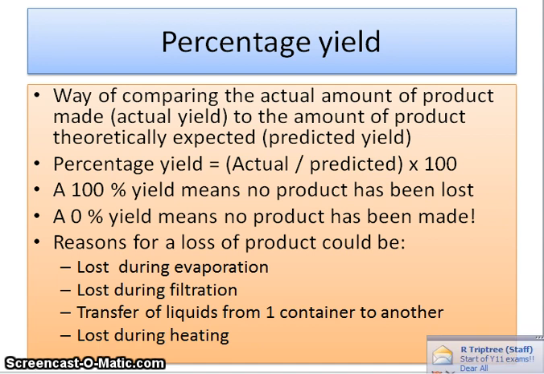This means the percentage yield was 80%, because it was 8 divided by 10 times 100 equals 80%. This is another one of those that when you're working this out, use your common sense.